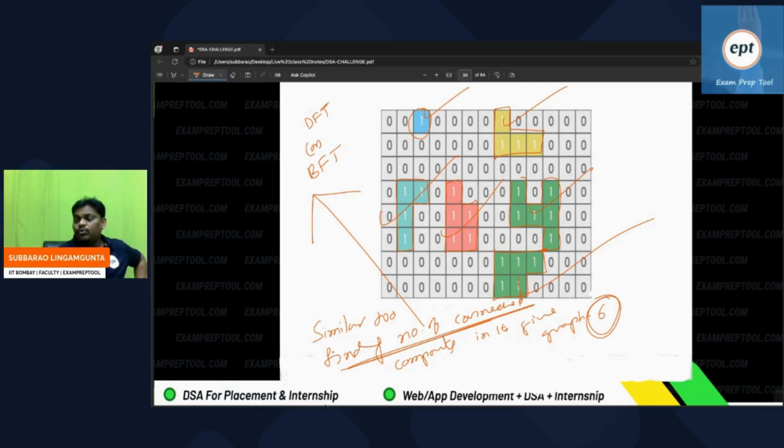In the graph, two people are adjacent. Maybe they will give an adjacency matrix or adjacency list. But here, in some other way, one matrix is given. Adjacent people are ones, so group them. If adjacent people are 0, don't group them. That's what is going on here. It's a different way of saying one of the well-known graph problems: finding the number of connected components.